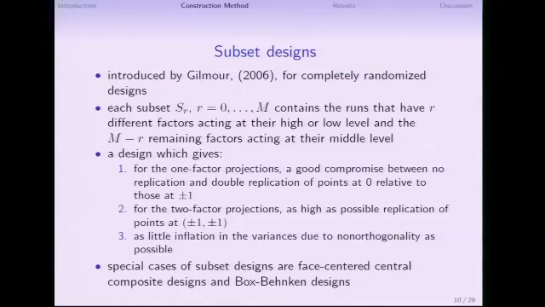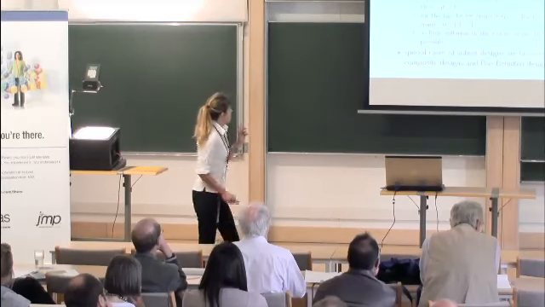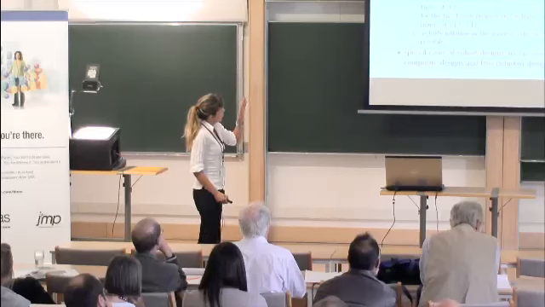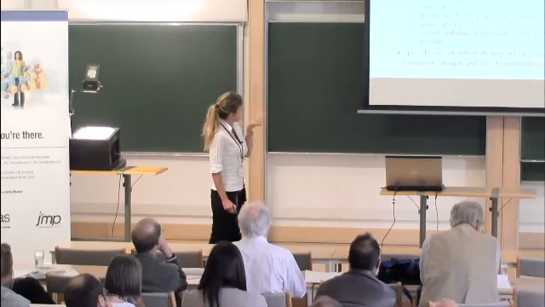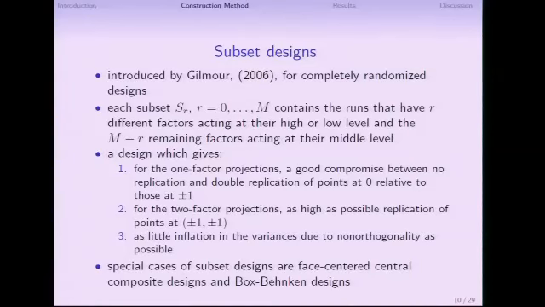These subsets are constructed from all the combinations of the levels of the factors that appear in the 3^m design. So each subset S_r contains the runs that have r different factors acting at their high or low level, meaning that they have -1 or 1 level, and the m minus r remaining factors acting at their mid level, so with level coded by 0.